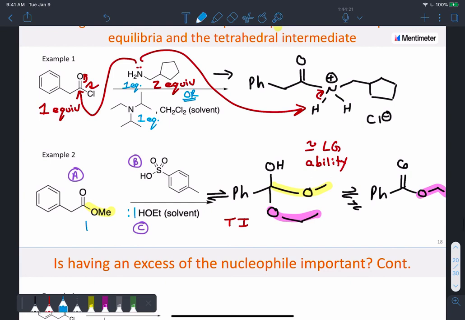As soon as you start to have an excess, so 2-to-1, or 3-to-1, or 4-to-1, or a large excess like solvent, now all the more likely collisions are going to be with solvent molecules, and we're much more likely to push that equilibrium toward the product side.